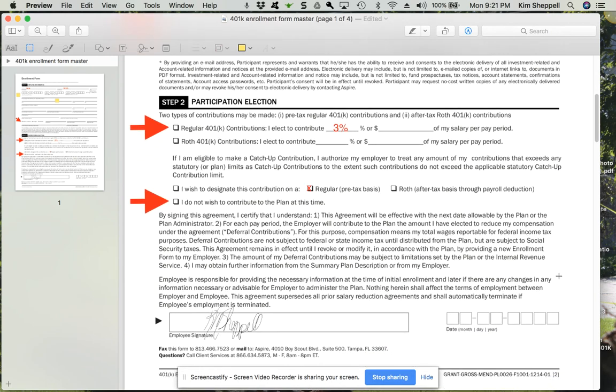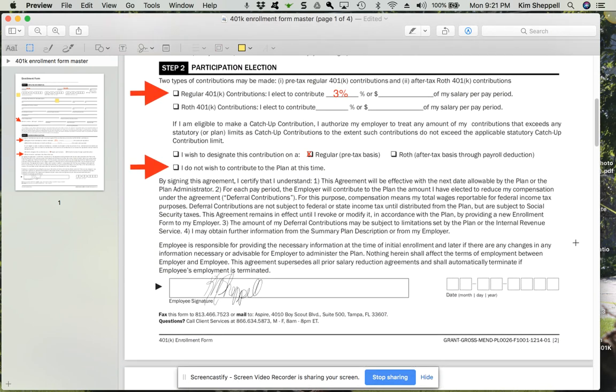Step 2 is the participation election. You are not required to participate. However, you have to fill out this form. If you do not wish to participate, you can look right here. I do not wish to contribute at this time. That's perfectly fine, but you need to check this box. You cannot leave this blank.